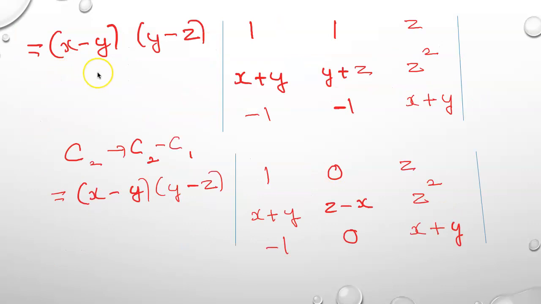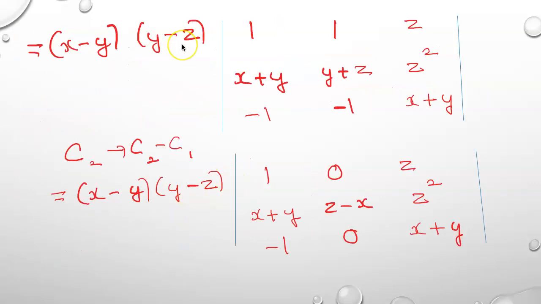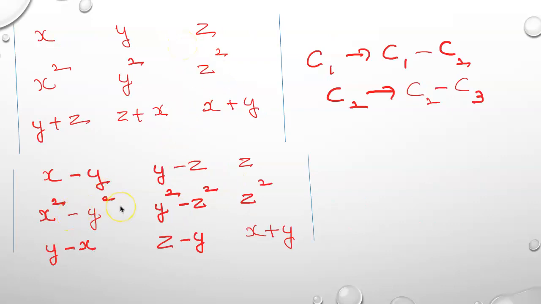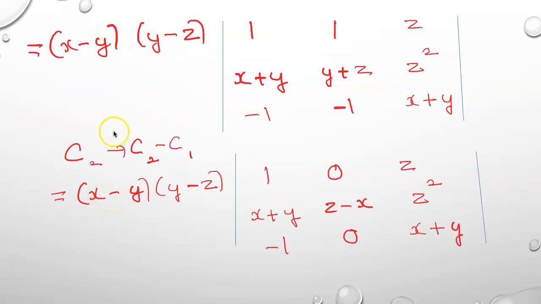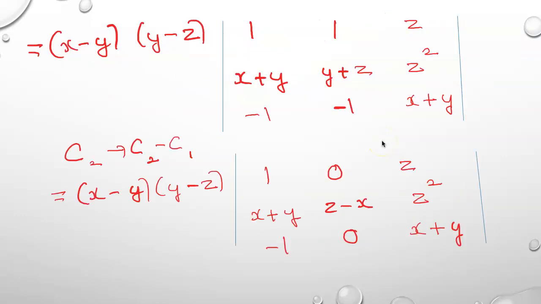So you can take out x minus y from the first column, y minus z from the second column. So you get here 1, x plus y. This becomes 1, y plus z, minus 1, and the third column remains unchanged. Now to get some zeros, we can do C2 minus C1. So the second column becomes 0. You get z minus x, 0, and the first and third columns remain unchanged. Now we can expand since we have two zeros.